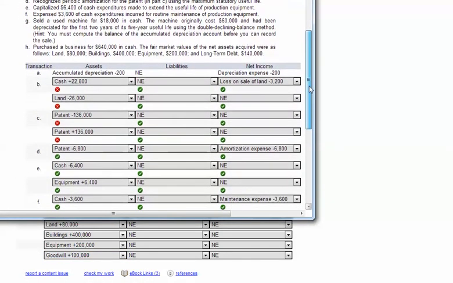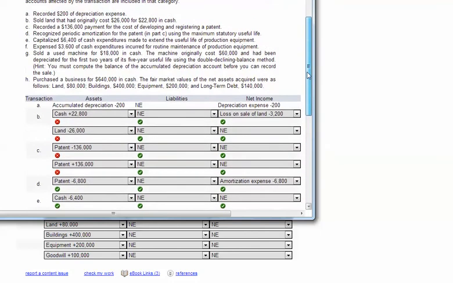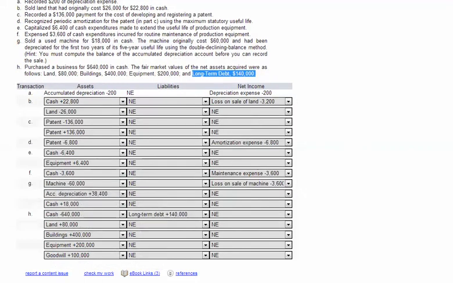Oh, I didn't like those first four. Let's go back and see if we can change that a little bit. What did I do? Well, let's see. I'm not quite sure what the problem is here. Maybe these are not in the right order. So let's say land minus 26 and cash increase 22.8. This I can see here, I should have had a patent increase of 136,000 and cash credit.